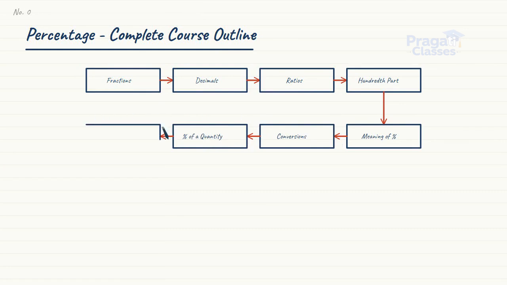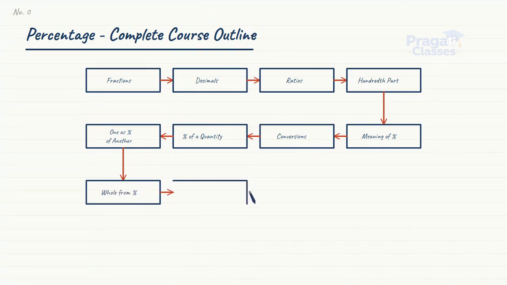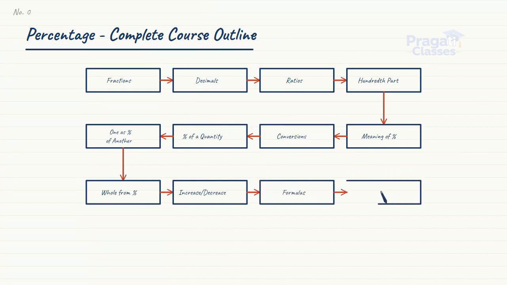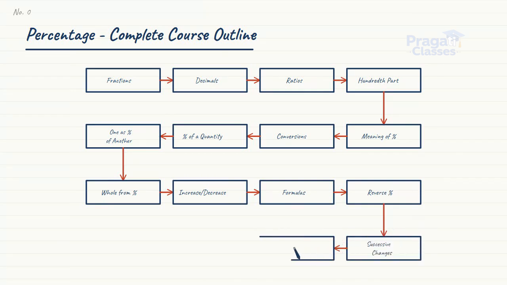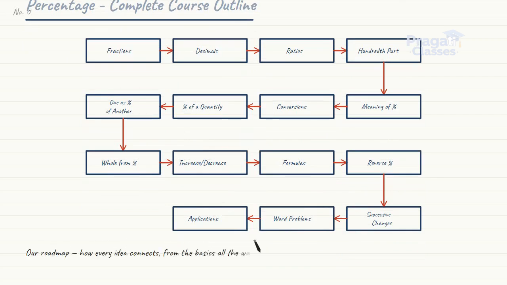When we bring these ideas together, we arrive at the hundredth part, a special benchmark that standardizes all comparisons out of 100. That single idea unlocks the meaning of percentage, a universal scale that makes it easy to compare anything from test scores to discounts. Once we understand the meaning, we'll master conversions, flipping effortlessly between percentages, fractions, decimals, and ratios.